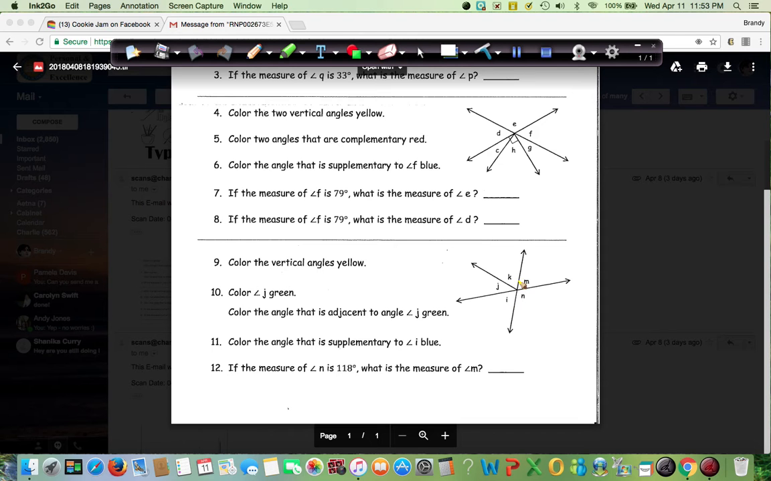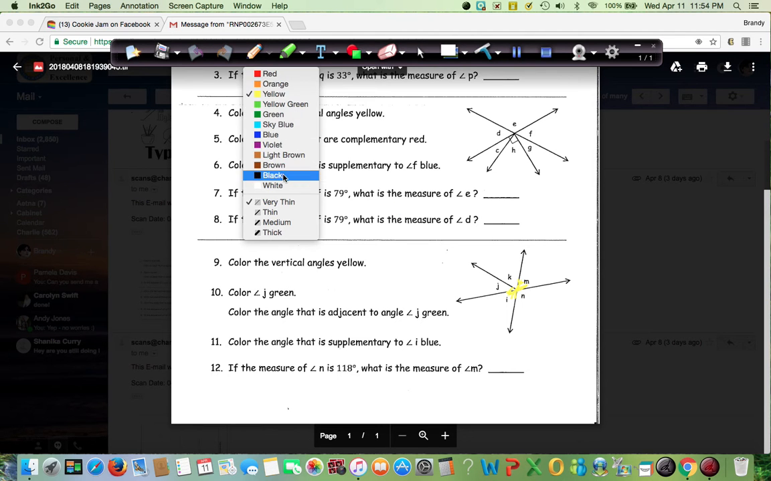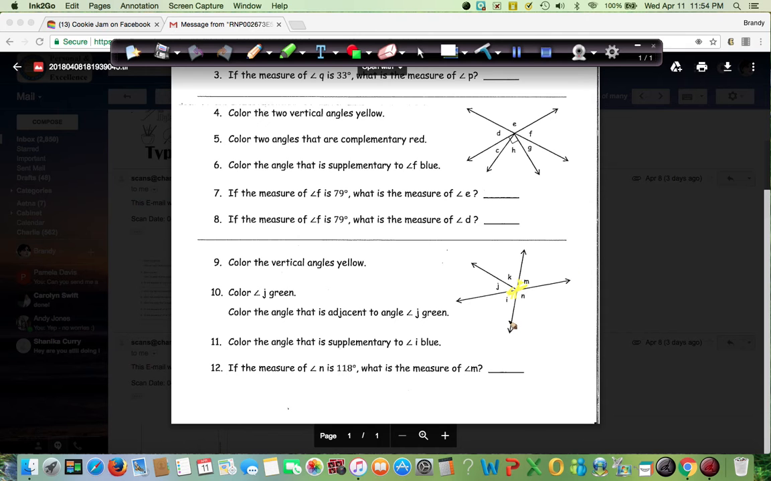Do you guys see this kissing V right here? And this one over here? See how they meet in the middle? So we can color these two. M and I are your vertical angles. They're the kissing ones. All right, let me go back down here to make sure that you guys still can see your lines. Yeah, a little messy.